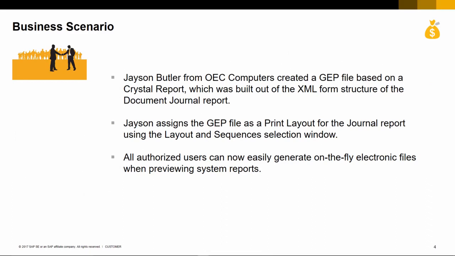Here is an example business case scenario. Jason Butler from OEC Computers created a GEP file based on a Crystal report, which was built out of the XML form structure of the document journal report. Jason assigns the GEP file as a print layout for the journal report using the Layout and Sequences selection window. All authorized users can now generate on-the-fly electronic files when previewing system reports.